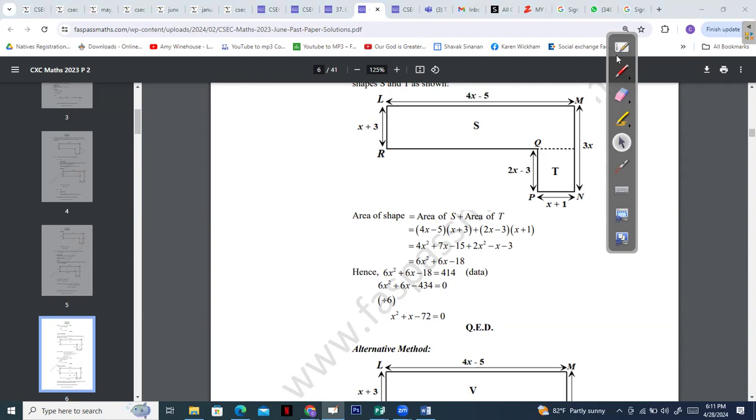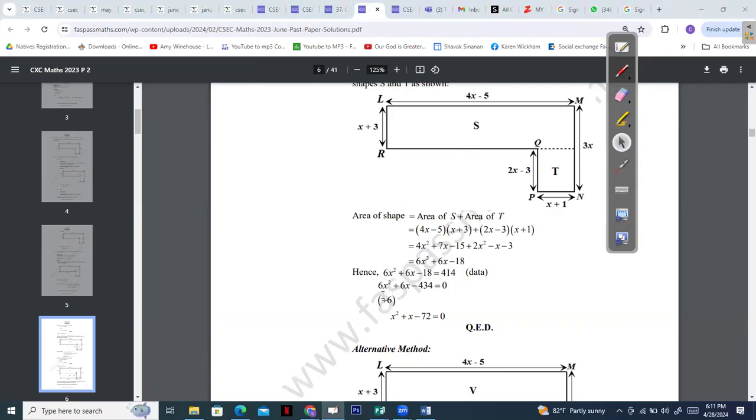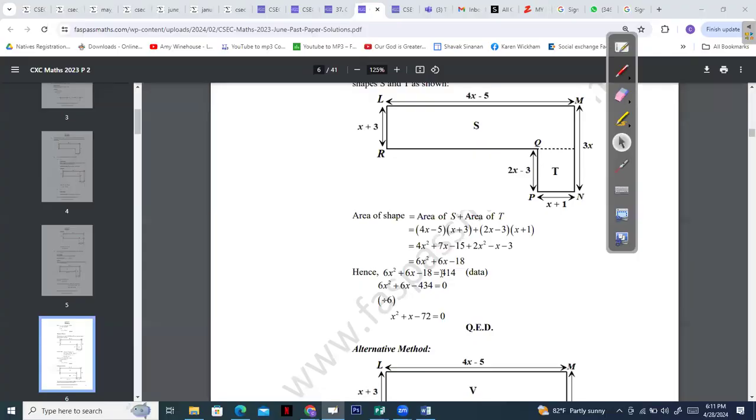If we continue adding, 4x squared plus 2x squared would give us 6x squared. All of that is just the rules. What you notice here is that they brought over the 414, and everybody knows why, right? Because the question says make it equal to 0. Because they want it equal to 0, they moved this over and it became a minus, right? That's all that happened.